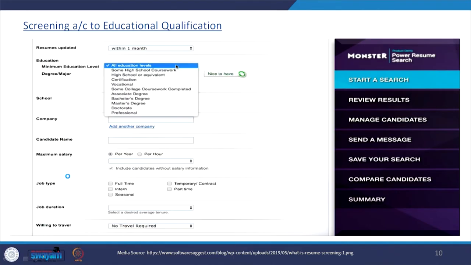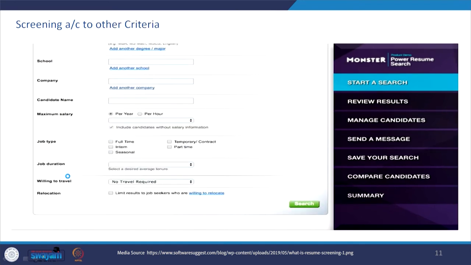So now, the screening according to the educational qualifications. As I mentioned, it is not just UG or PG; you have to mention it very, very specifically, because in these keyword searches, when thousands of applications are there, it will be difficult.